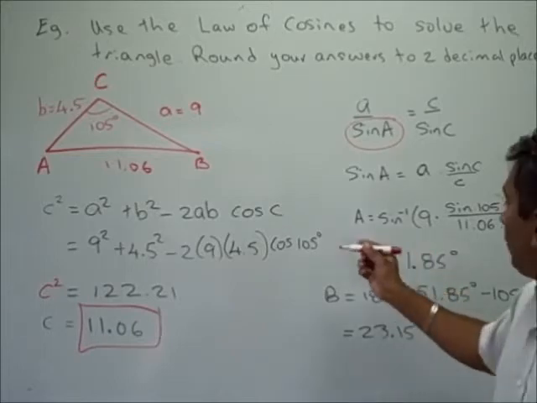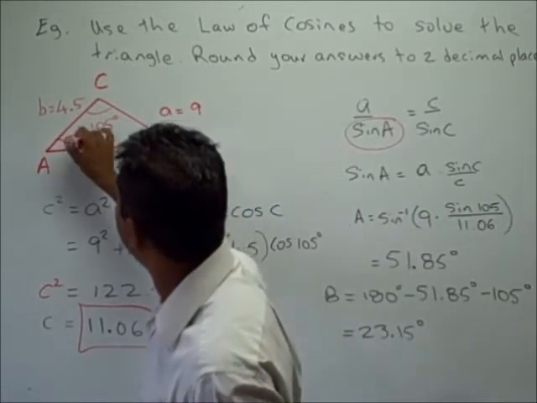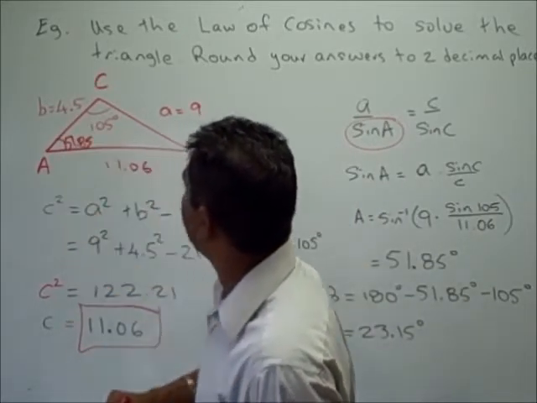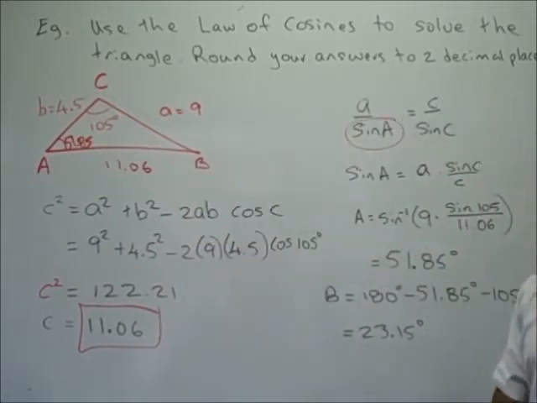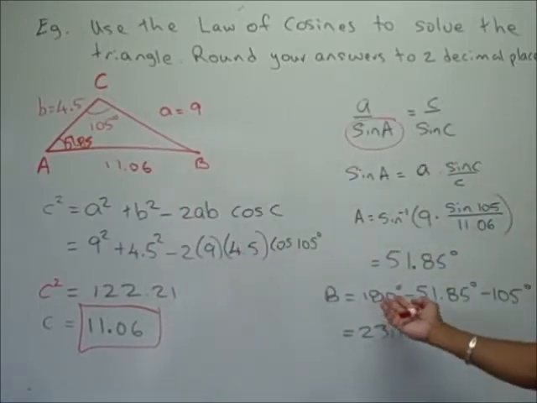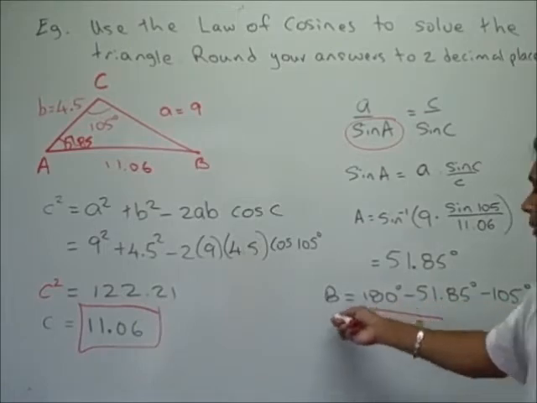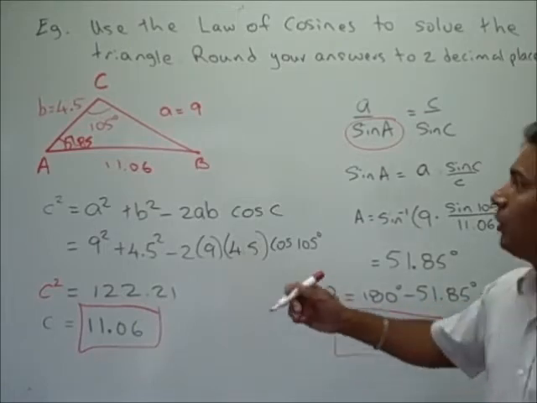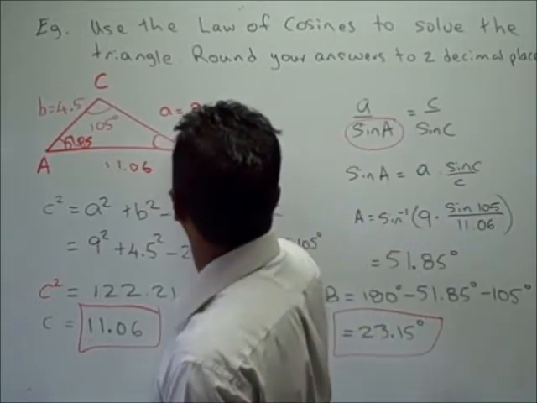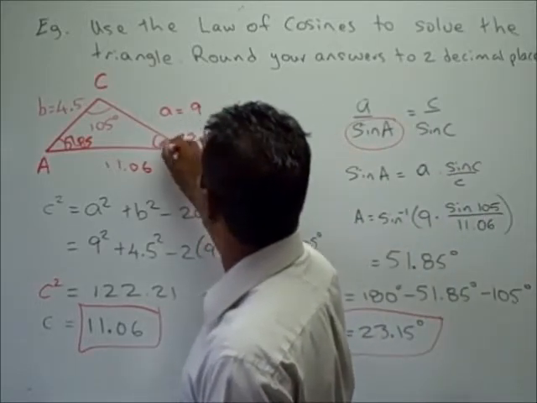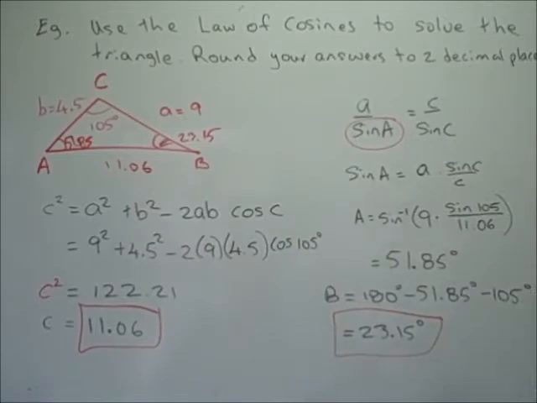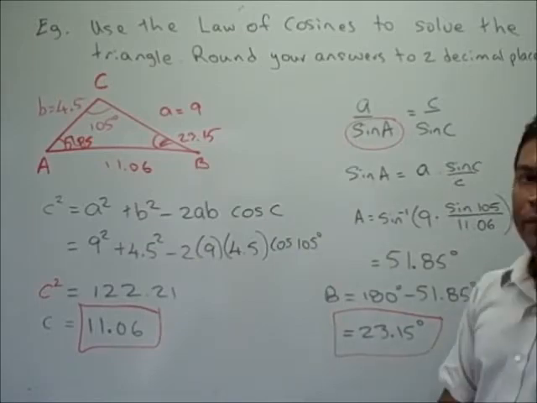So now we have angle A, which is 51.85 degrees. We know there's 180 degrees in our triangle, so if we subtract 51.85 and 105, we get angle B, which is 23.15 degrees. So here we have solved our triangle. We have all three sides and all three angles.